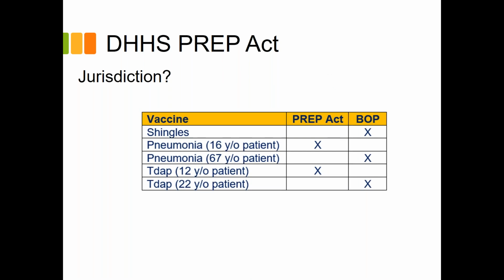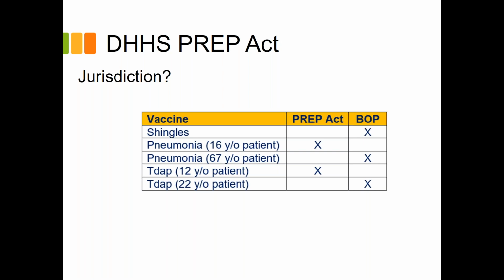So when it comes to jurisdiction, it can get complicated on whose regulations and requirements you should be following. Sometimes it's just based on the vaccine itself. Others, it's the vaccine and the age of the patient. An example would be the shingles vaccine, which would be strictly under the Board of Pharmacy, since there's not a childhood recommendation for that. But with other vaccines that are also childhood vaccines, such as pneumonia and Tdap, it's all based on the age of the patient.